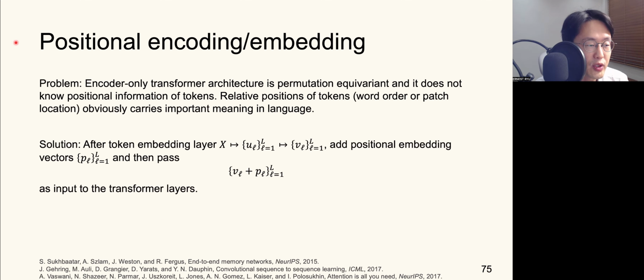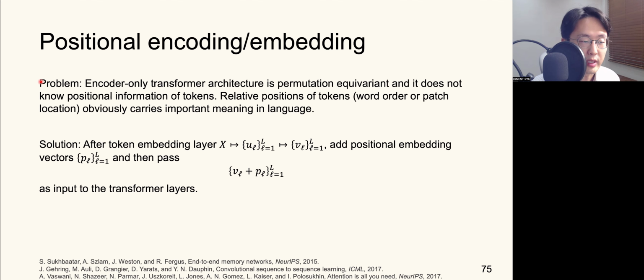So next we have the positional encoding layer, also referred to as the positional embedding layer. A problem with the encoder-only transformer is that the architecture is permutation equivariant, meaning it does not know the position information of tokens. If you were to take the input sequence, with a transformer without positional encodings, and you permuted to swap the order of words, then the output would be exactly the same with the order just swapped in the same way.